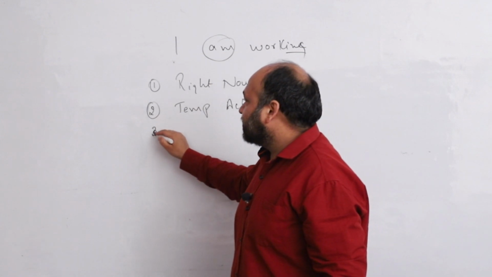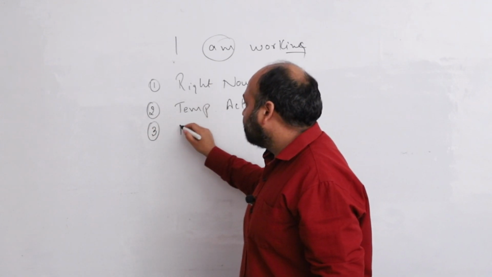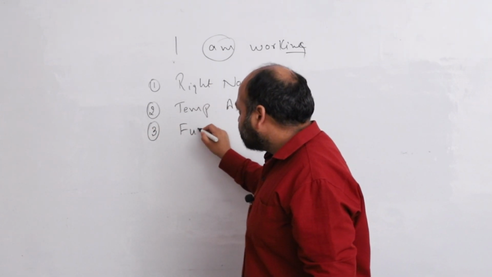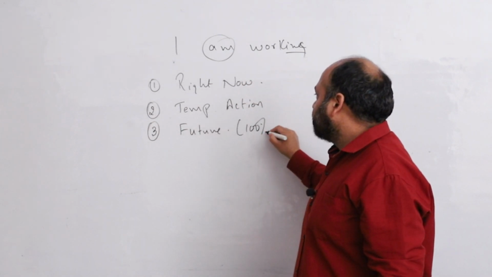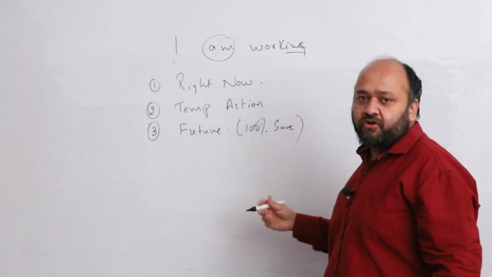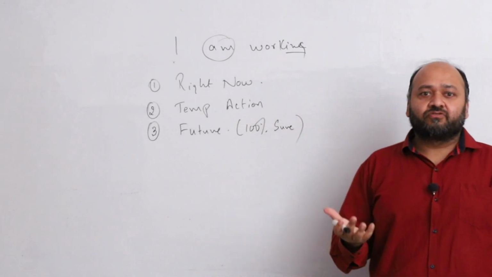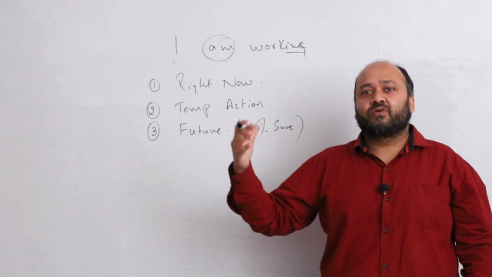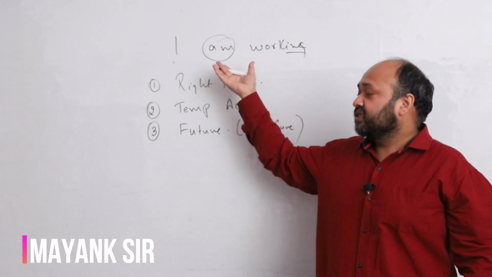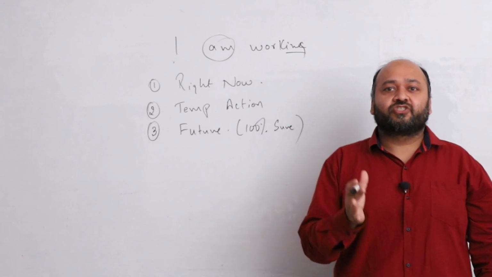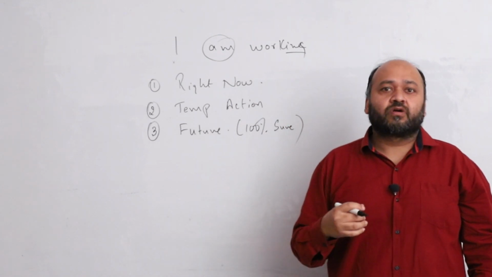And the third condition that happens is future, when you are 100% sure. So if you're 100% sure of the future, you can simply use present continuous, like I am going to Delhi tomorrow. So we are talking about tomorrow, but I am using present continuous. Why? Because we are 100% sure. We might have got our tickets booked, and right?